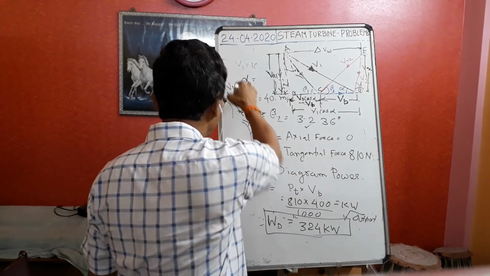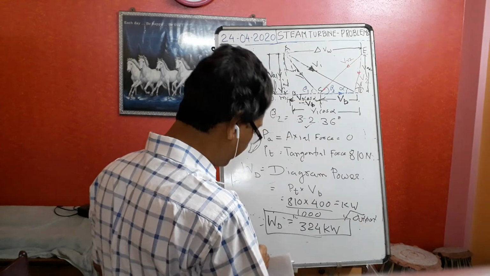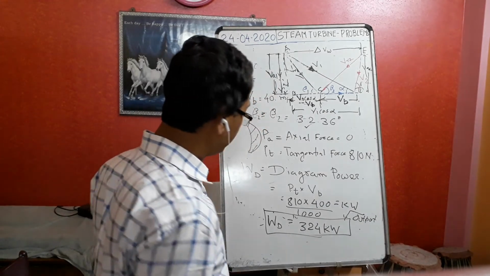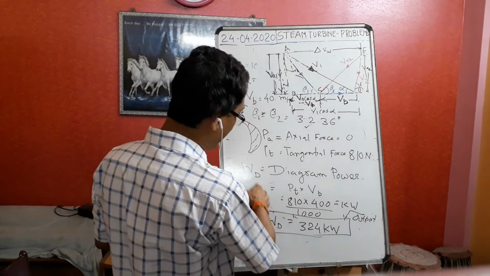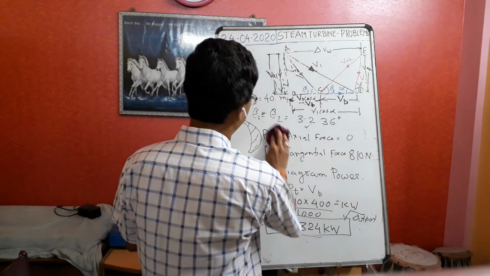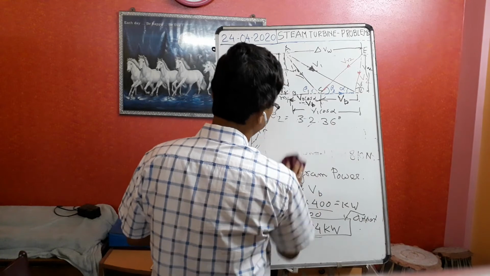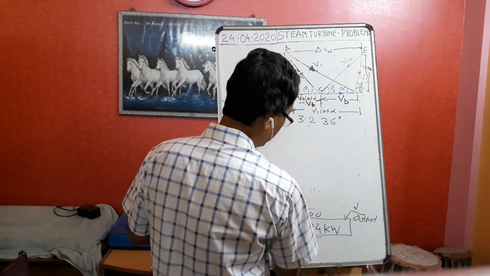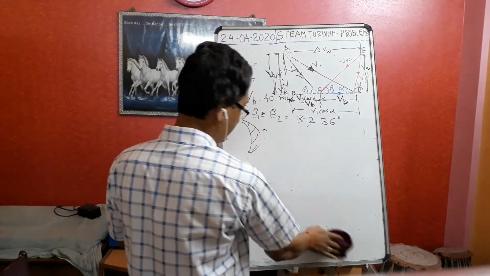What is the velocity from the nozzle I have given? Now that we will find out. So okay. Now we will find out diagram power. The power produced by the turbine is 324 kilowatt. So that we have found out. Now we will find out the diagram efficiency.